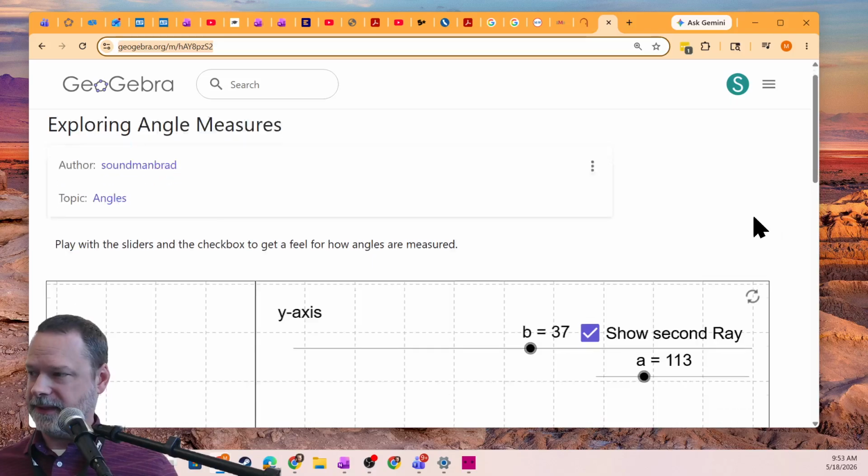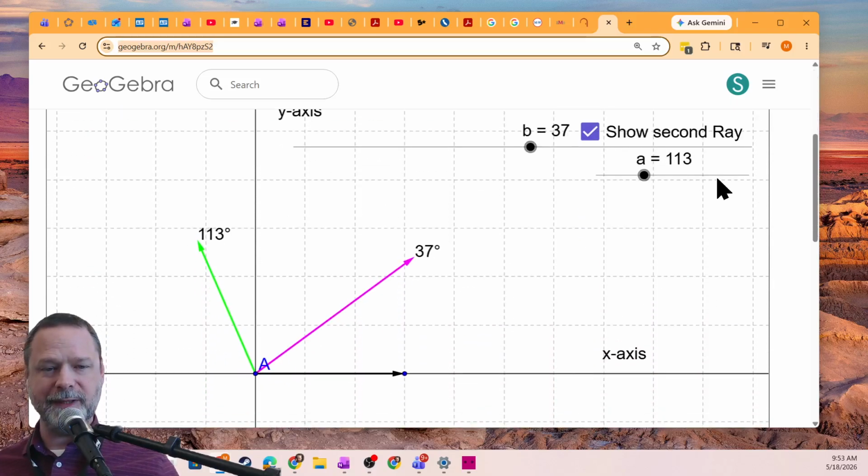And it's a fun little thing to use if you just want to get a little bit of intuition with these angles and what they look like.